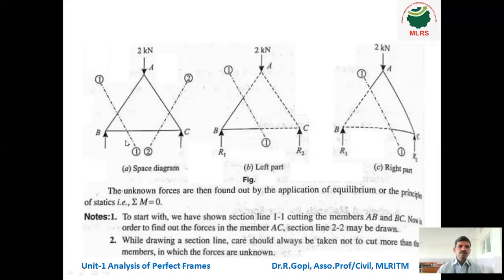Here we cut 2 members. In some trusses we have to cut, there will be 3 members also. It should not cut more than 3 members, then only this method is applicable.